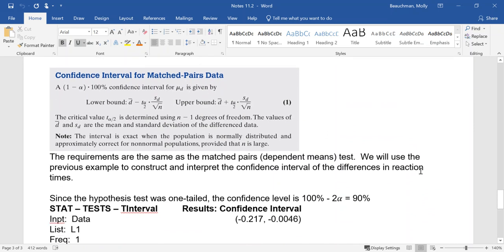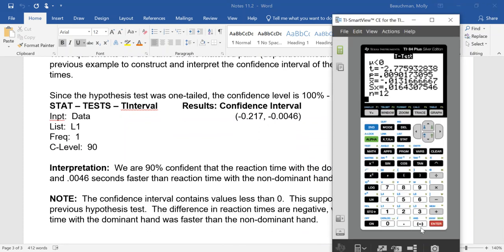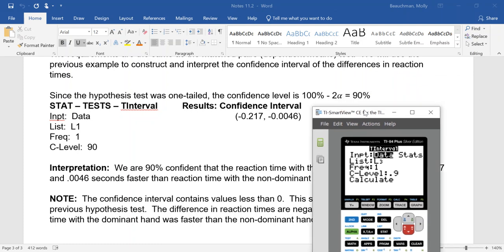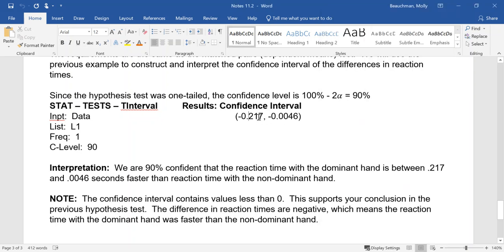These are the formulas, but we're going to conduct it using technology. On the calculator, we're going to clear and go to stat, tests. This is a t interval. We have data again from list 3. The confidence level, since this is a one-tailed test, is 100% minus 2 times alpha, so we have a 90% confidence level. Calculate. 0.0217 to 0.0046, so this should have a 0.0217.